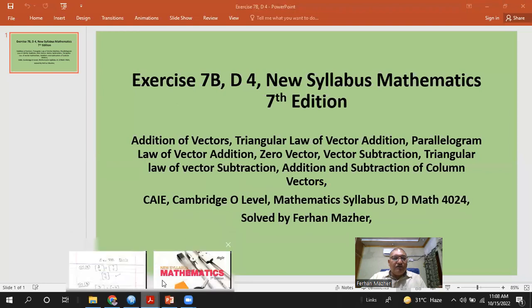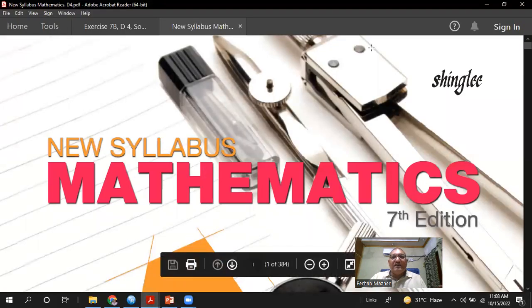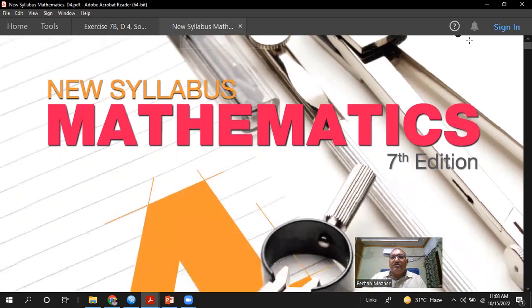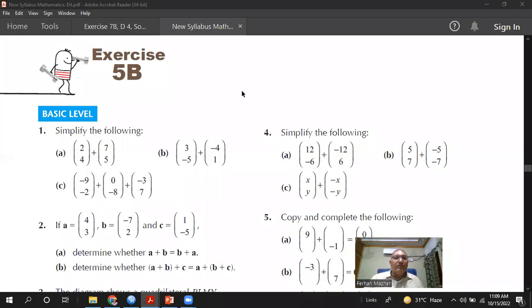Okay, so here we go. This is the D4, so let's go to the exercise. Question number one of exercise 7B. This is the book published by Shingley Printers. The chapter on vectors here is chapter number 5, but the book we use in Pakistan is published by the Oxford University Press, and there the chapter is 7. That's why I say exercise 7B.